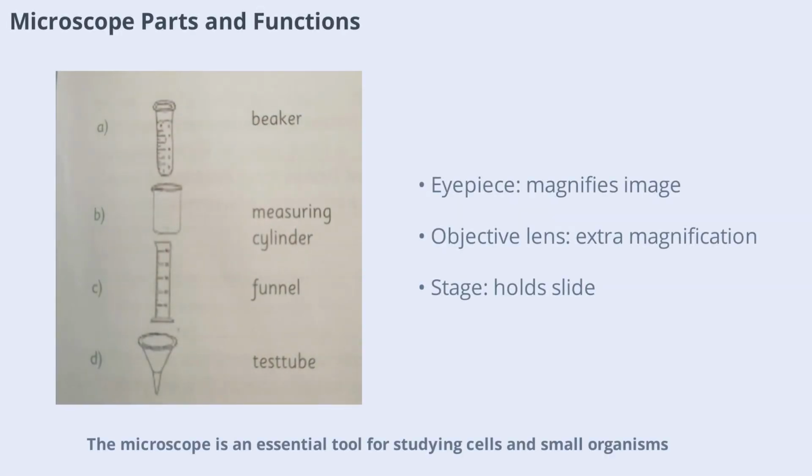The microscope is an essential tool for studying cells and small organisms. Key parts include the eyepiece, objective lens, stage, and focus knobs. The eyepiece magnifies the image, the objective lens provides additional magnification, the stage holds the slide, and the focus knobs adjust clarity. Being able to label and explain these parts is crucial for both practical and written exams. Practice with real microscopes and diagrams to master this topic.